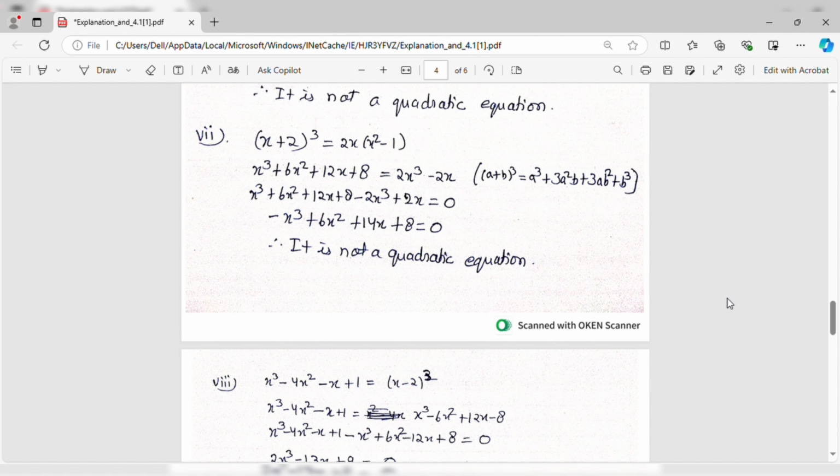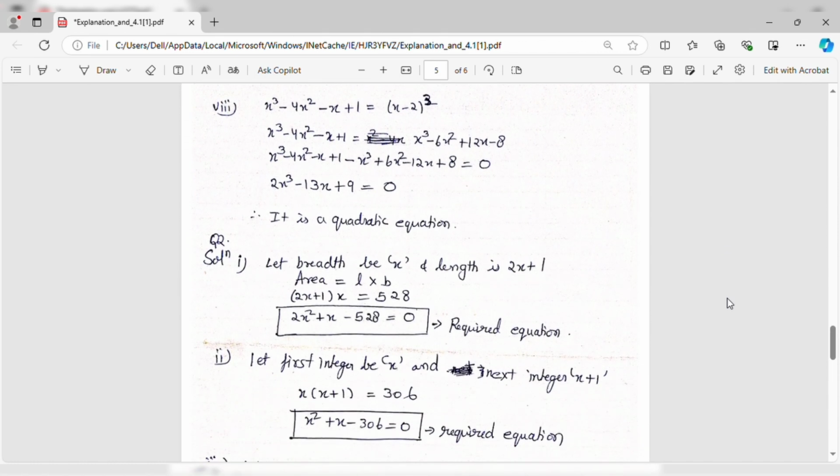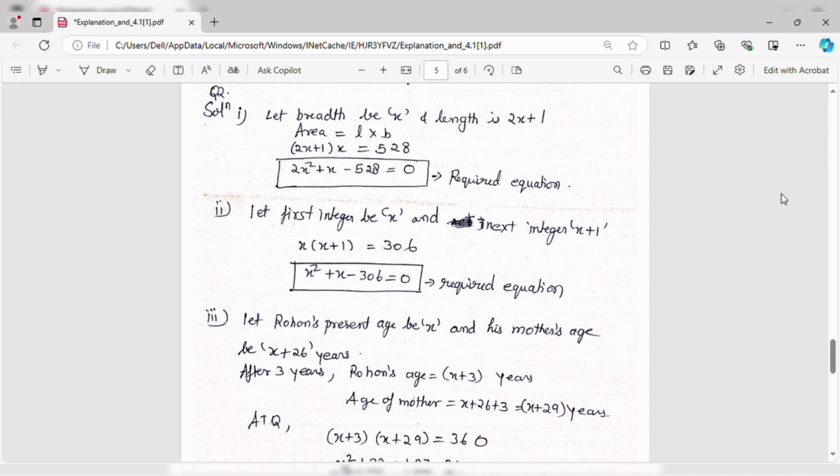In eighth part, we will solve this equation by applying again the identity a minus b whole cube and we will get a quadratic equation. Then question number 2. In this, we have to form quadratic equations based on some situations. So we will only form the equation, we do not have to solve them.